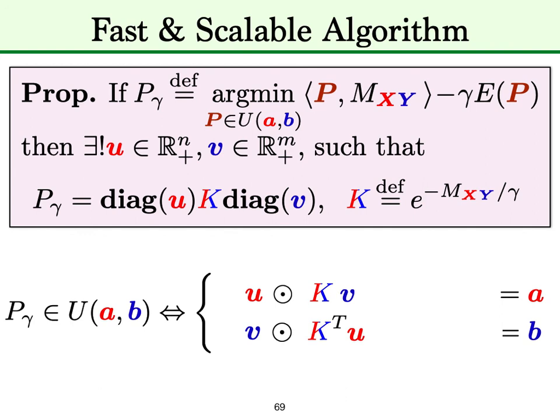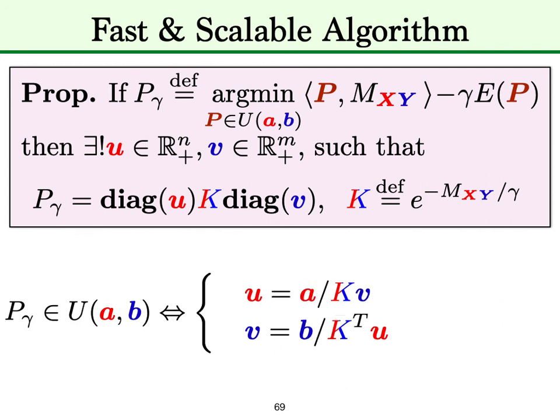And if this is just element-wise products, you can also use element-wise divisions to basically say that you are looking for two vectors u and v that satisfy this nonlinear equation. It's nonlinear because v appears in the denominator of the first one and u appears in the denominator of the second one.